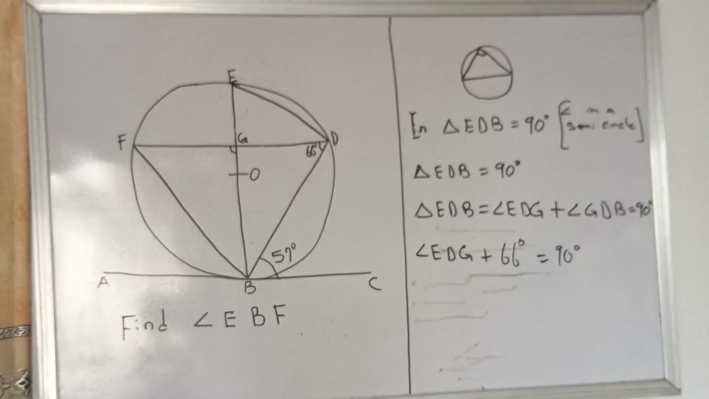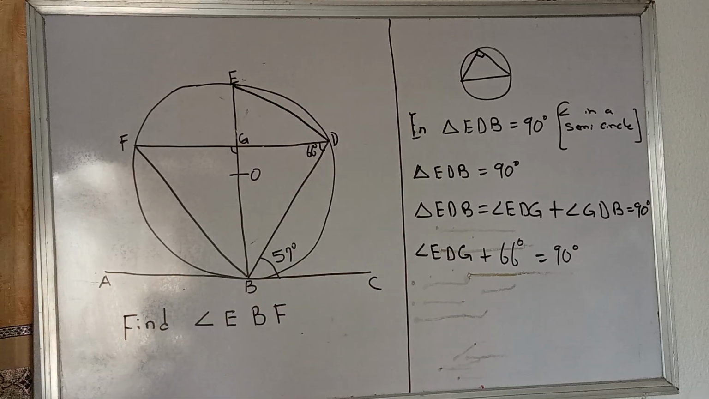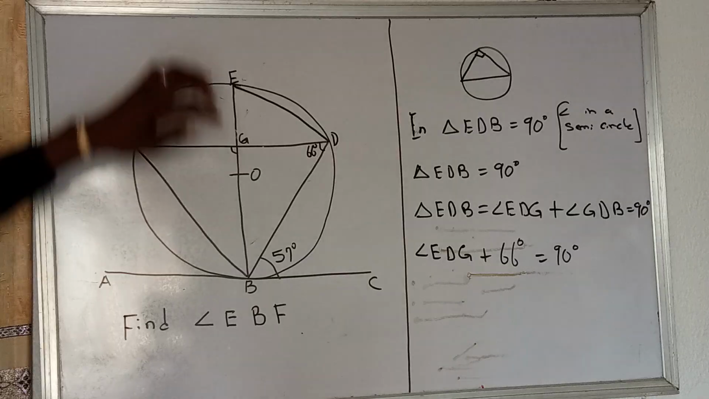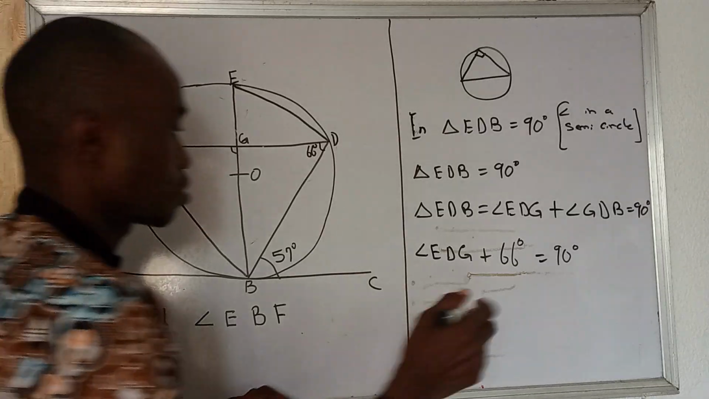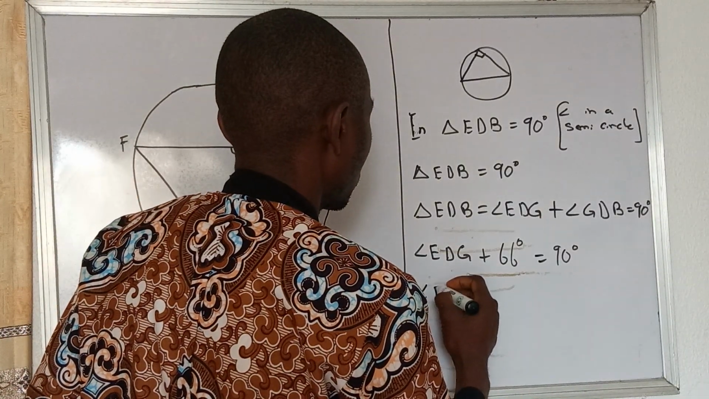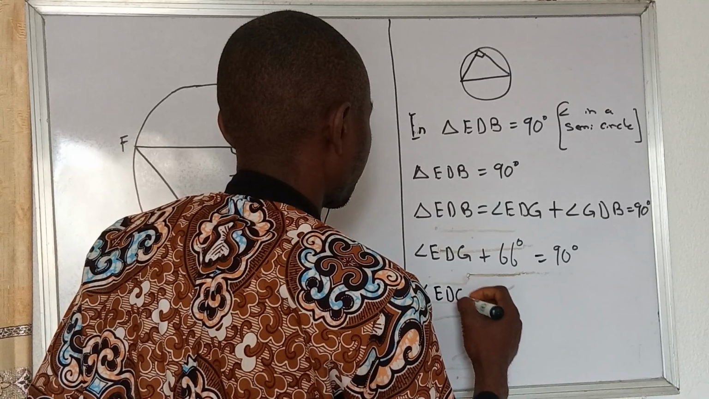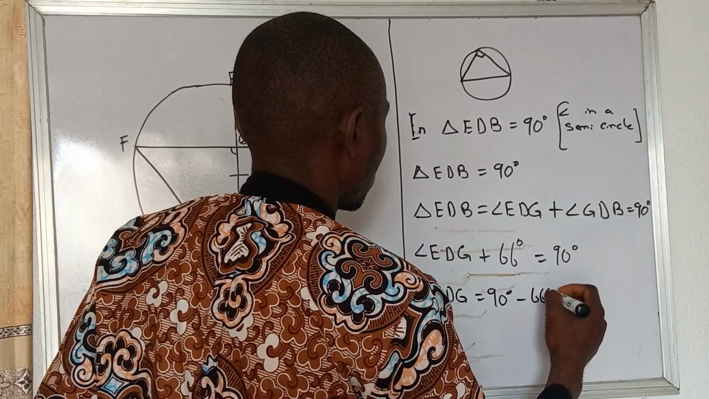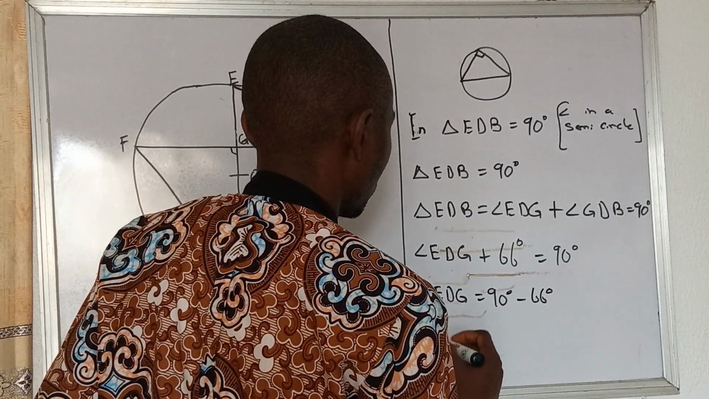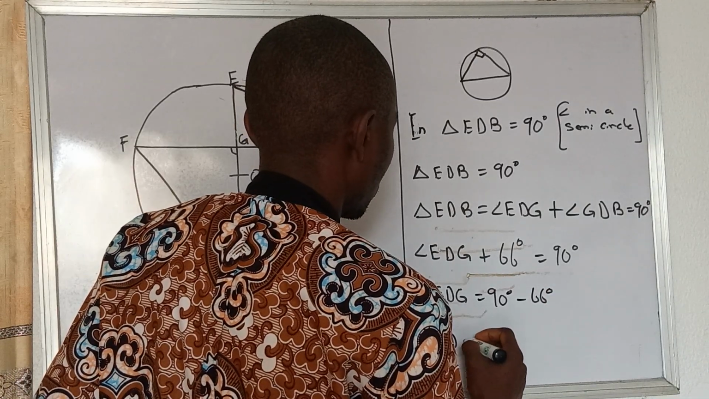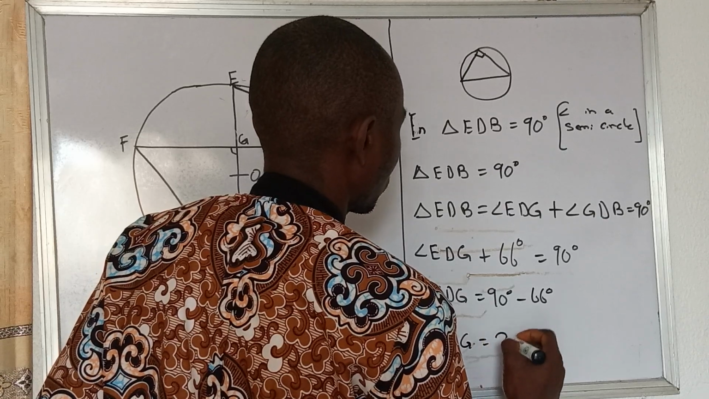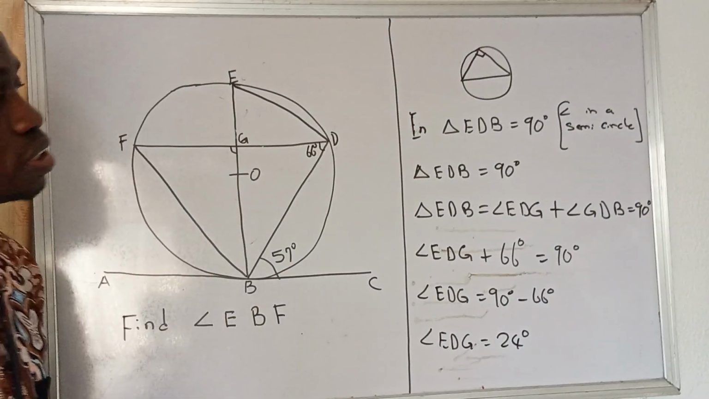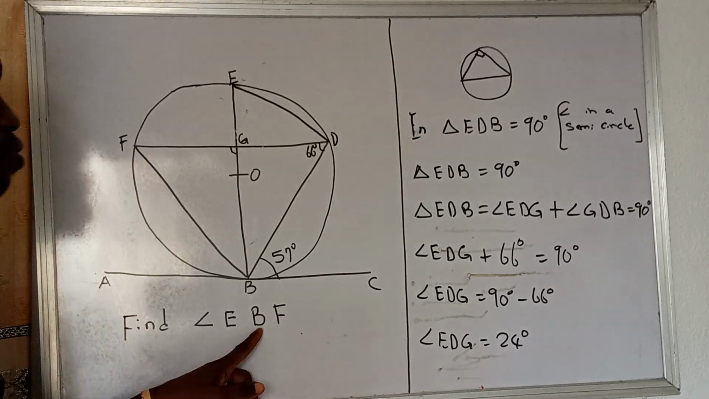Right? So let's look at this angle D between the boundary EG. That means we're gonna have angle EDG equals to what? 90 degrees minus 66 degrees. So we have angle EDG equals to 24 degrees.